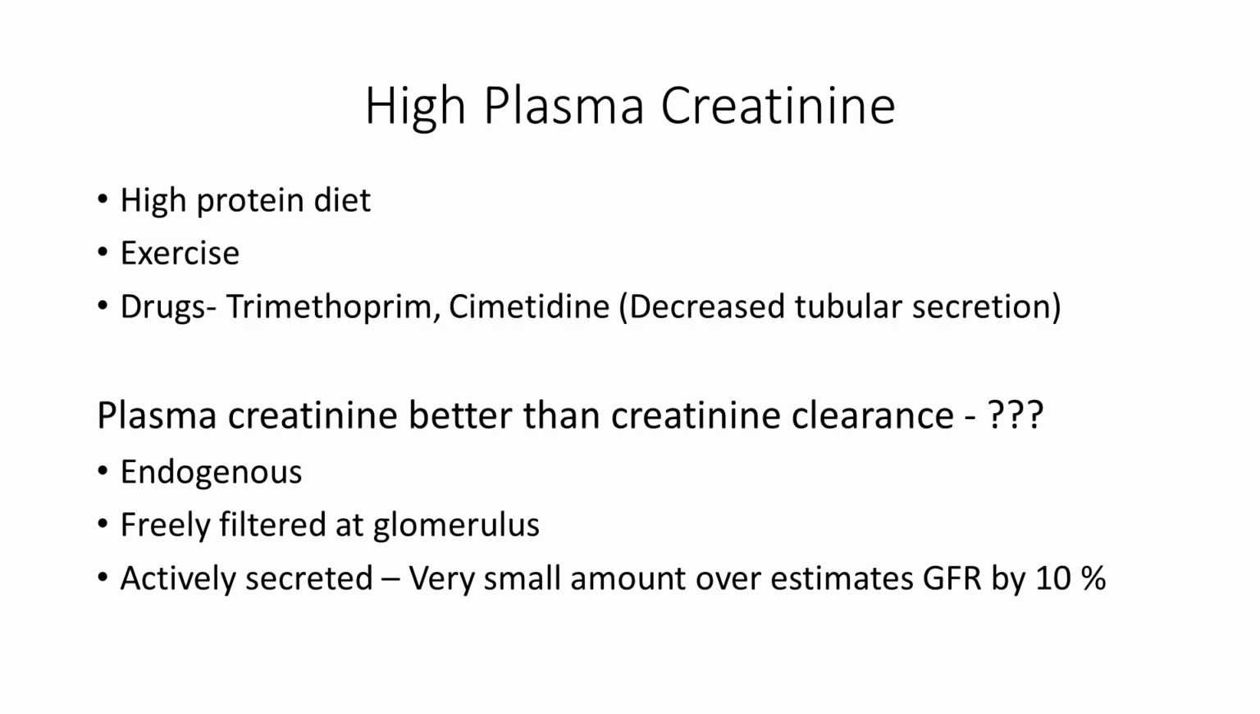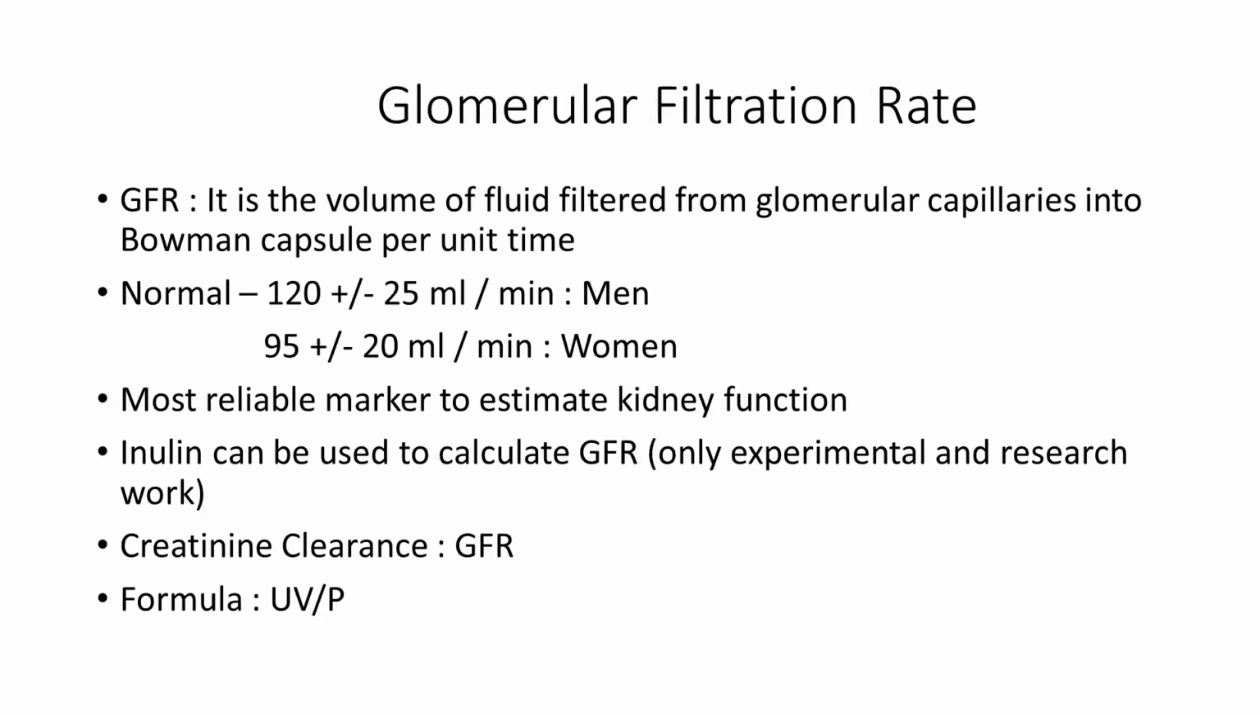Plasma creatinine is better than creatinine clearance because it is easy to perform. I have put the question mark over here, but there is no replacement for estimation of glomerular filtration rate or eGFR. So it is endogenous, freely filtered at the glomerulus and actively secreted. It underestimates GFR by over 10%. So it cannot be replaced for estimation of GFR, but it does help you in identifying the cause of kidney impairment.